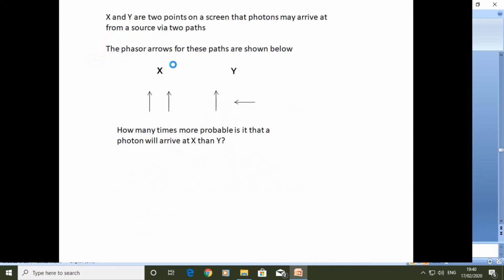Okay, here's an exam question that you might like to have a go at. Have a read, have a go, and the answer in 3, 2, 1.